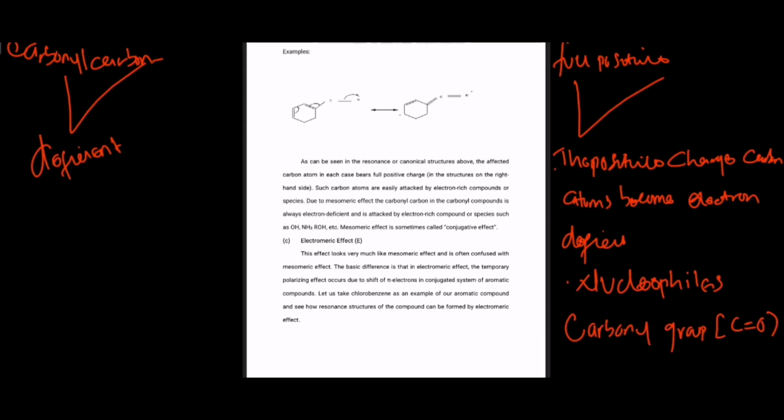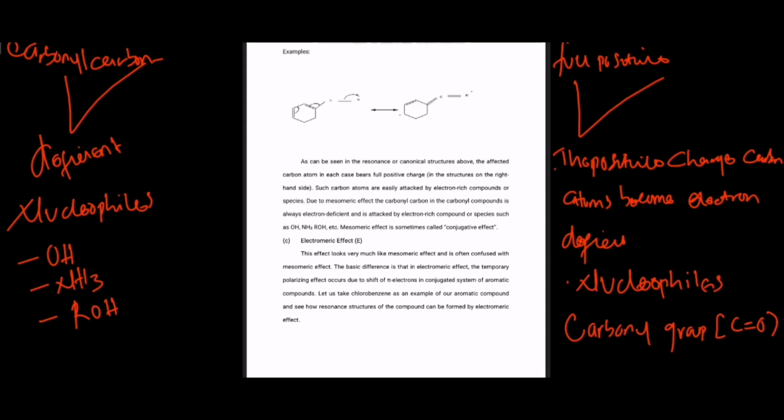That is, they are strongly attacked by electron-rich species, which are called nucleophiles, right? Since the carbonyl group is always electron deficient, it is easily attacked by the electron-rich group, which is the nucleophile. Examples of electron-rich groups include the OH group, the alkanoid, the ammonia group, and the ROH group.